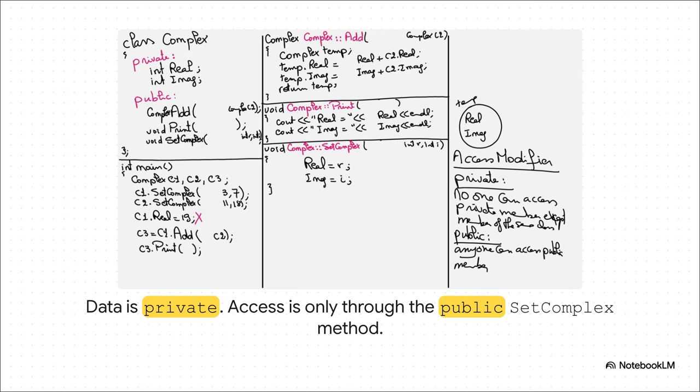And here it is, the solution right in the code. See that private keyword? Now the data real and imag are protected. That line from before, c1.real equals 19, is now illegal. The compiler will literally stop you and say, nope, you can't do that. The only way to change the values now is by calling the public setComplex method. We've built our walls, and we control the only door.